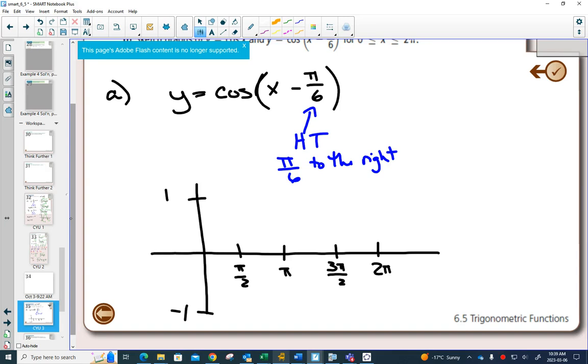Does that make sense? So what I'm going to do on my graph is take from 0 to pi over 2, and 1/3 of the way, I'm going to mark pi over 6. In fact, for each of these, I'm going to mark a new line 1/3 of the way.